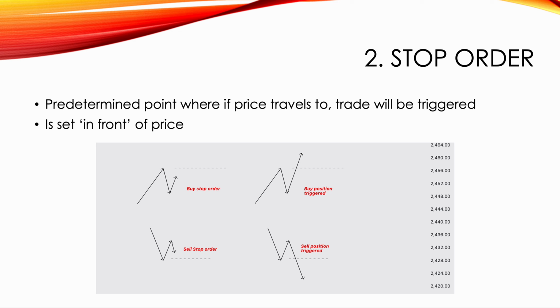When price is moving, when that train is moving, boom, you just jump on and you ride the wave with it. The exact same is true for the sell stop order. You just set the price where you want your trade to get triggered, and if price travels down and hits that level, boom, the sell position is triggered.